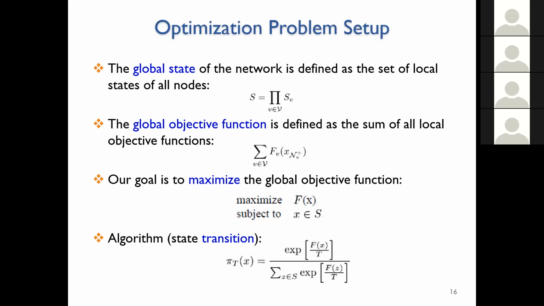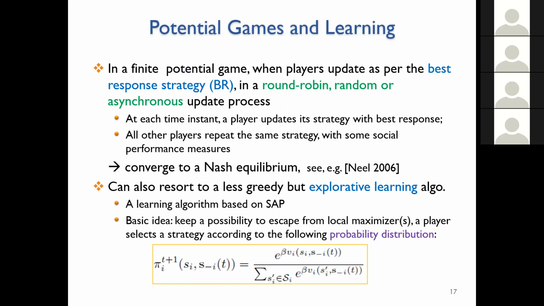If you use the explorative version of the SAP for your algorithm. So let me start from the case where we use the deterministic version. This is a finite potential game, you can prove. When the players update per the best response, that's called BR, in a round robin manner, or synchronized, or random, meaning arbitrary. At each time a player updates the power level or the strategy with the best response, all the players will do this spontaneously.